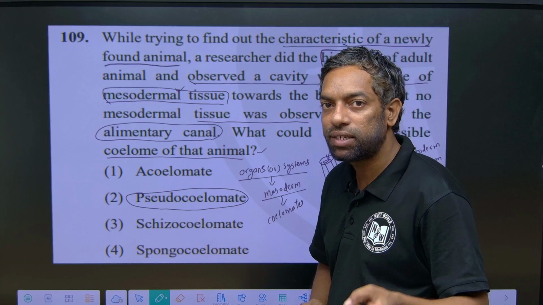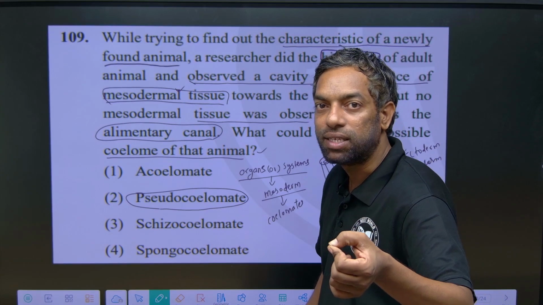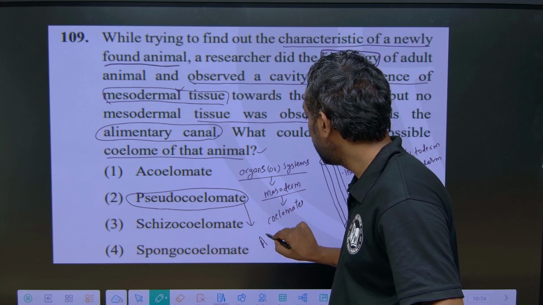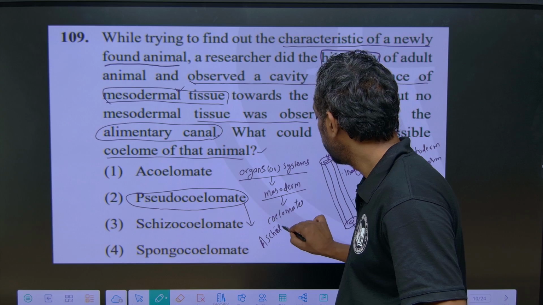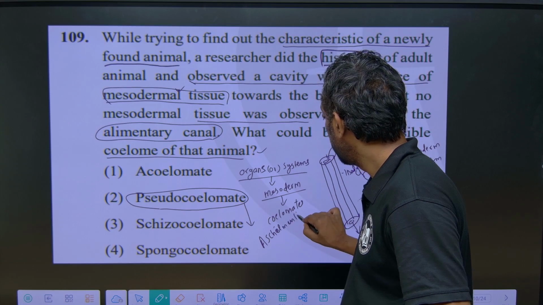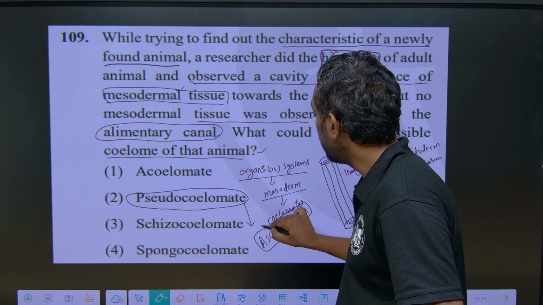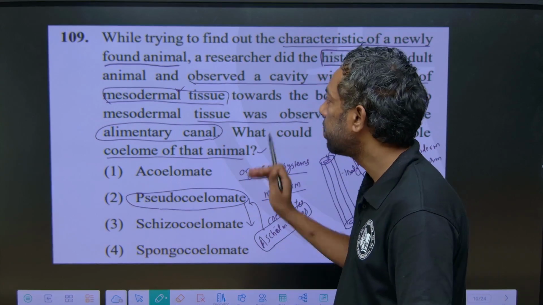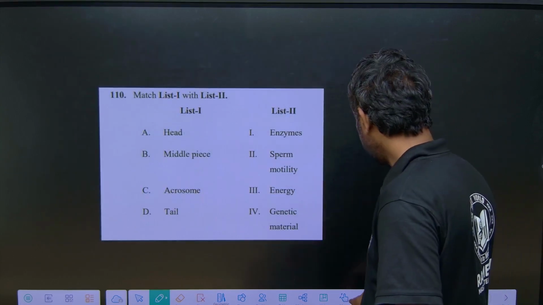That is the digestive system, first observed in the Aschelminthes. First digestive system observed in the Aschelminthes. Aschelminthes are nothing but the pseudo-coelomates. This is what the question is here. Yes. Next question.